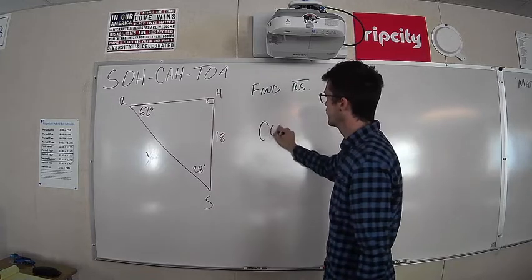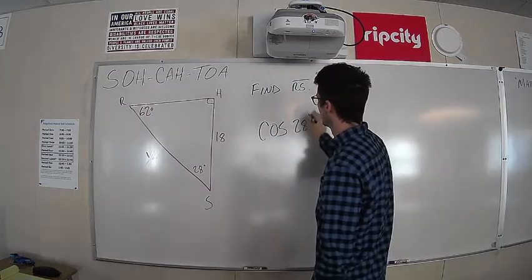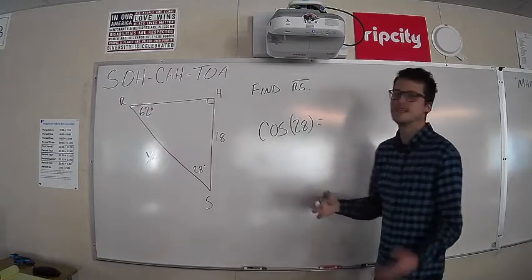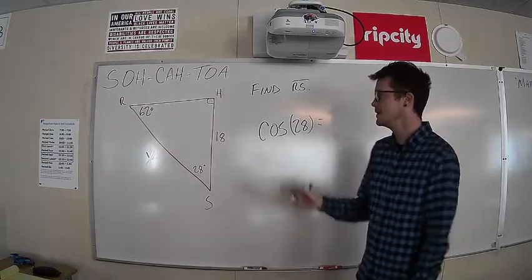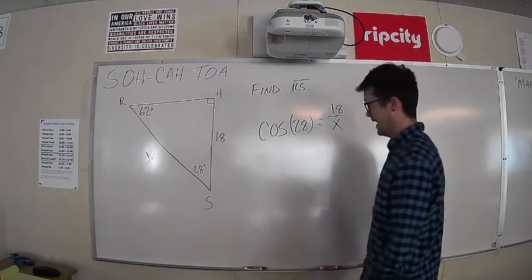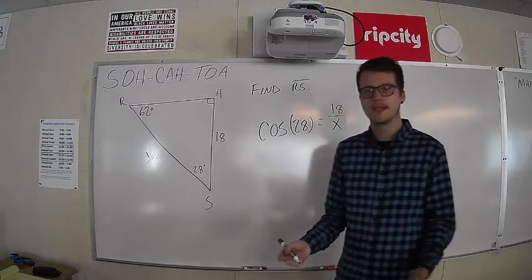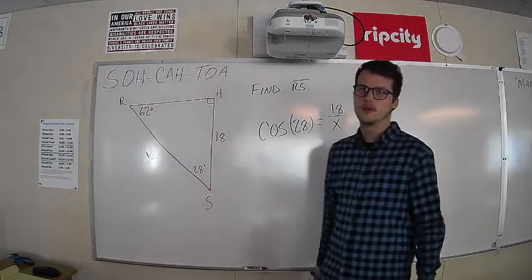So I'm going to look at cosine of angle S, which is 28 degrees. And the ratio of cosine is the adjacent leg over the hypotenuse. So the adjacent leg is 18. The hypotenuse is x. Similar but different than the last one. This is just going to be one extra step. It's annoying. We're going to toss the variable around a little bit.